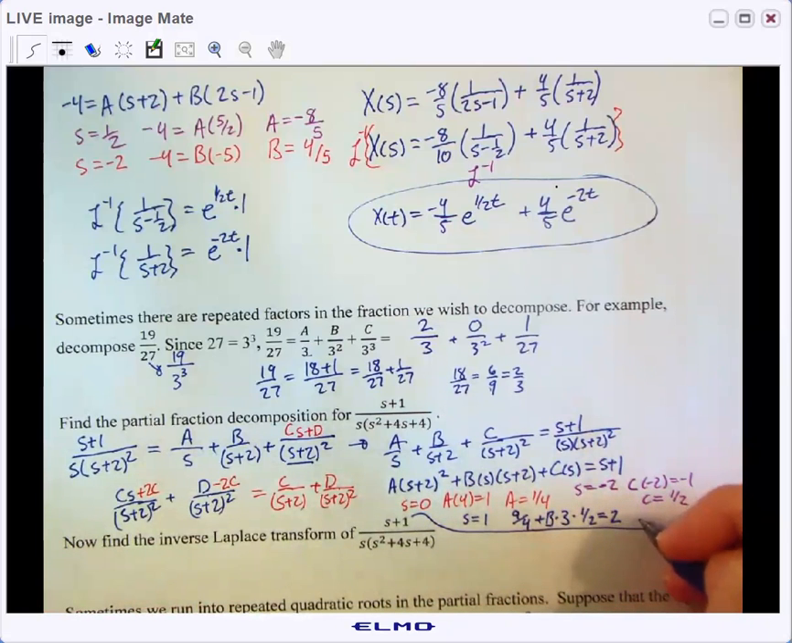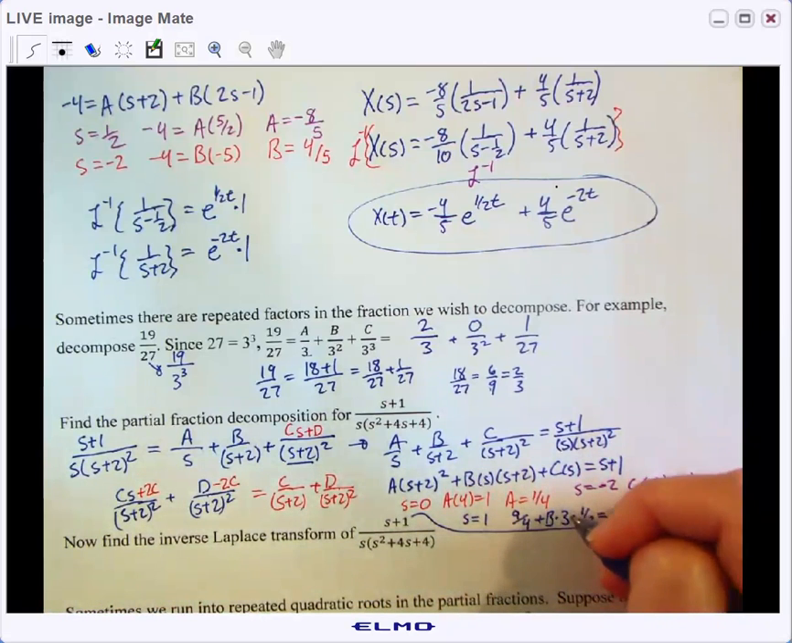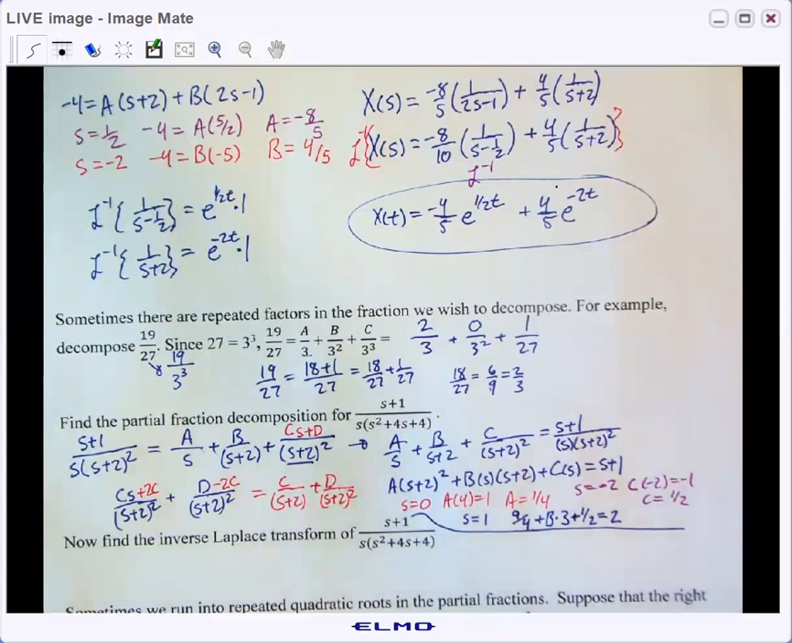And if we subtract 9/4 and, oops, that's a plus. So that's another 2/4. So if we subtract 11/4 from 2, which is 8/4, we find out that 3b is equal to -3/4. So b should equal -1/4.